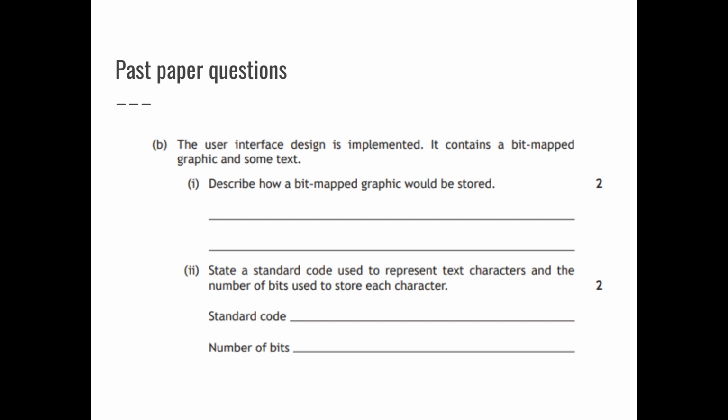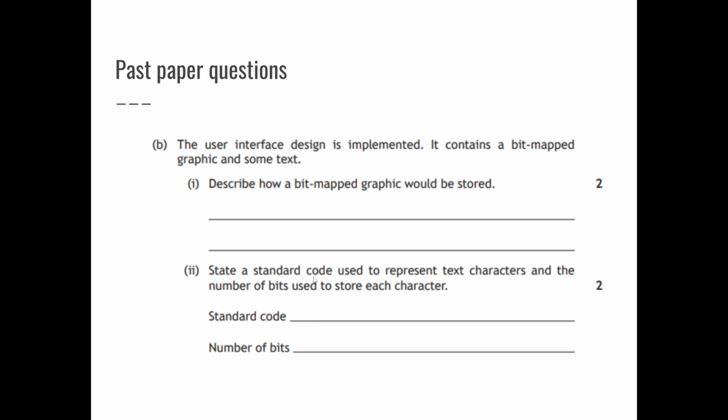Well, unfortunately, I don't have the marking scheme because the SQA have taken them all down from their website. But I remember this question, and you would say it's stored as a grid of pixels where every pixel has a binary number to represent its color. So a bitmapped graphic is stored as a grid of pixels where each pixel has a binary value to represent its color. 2 marks.